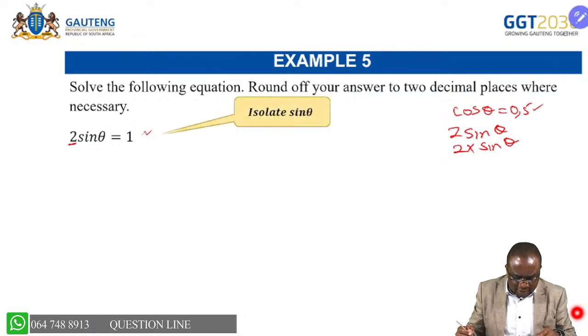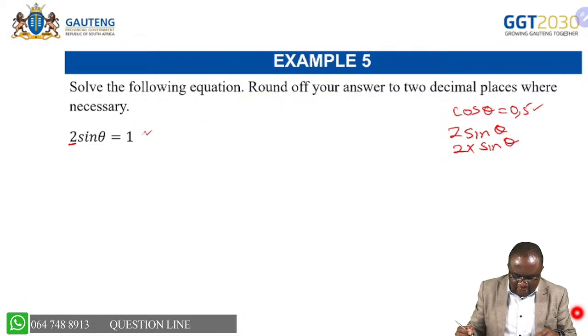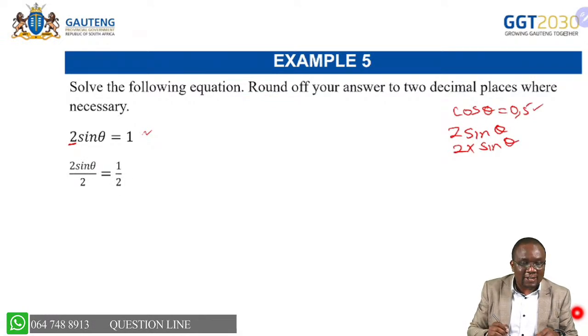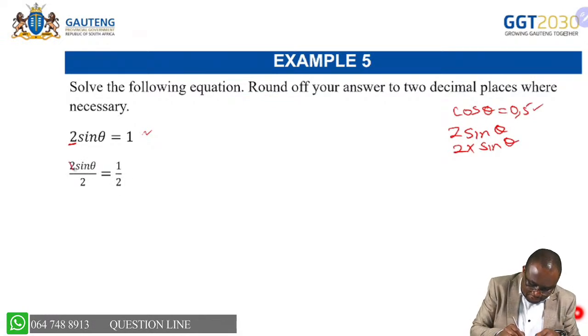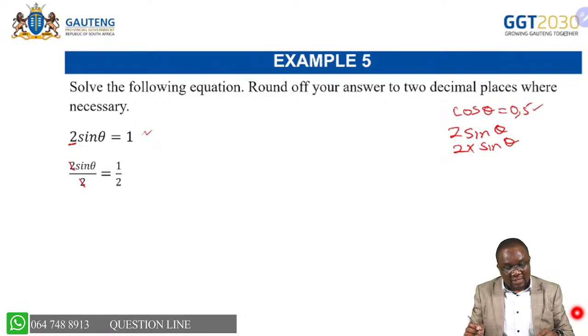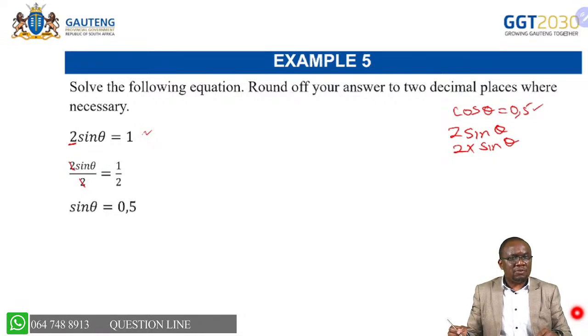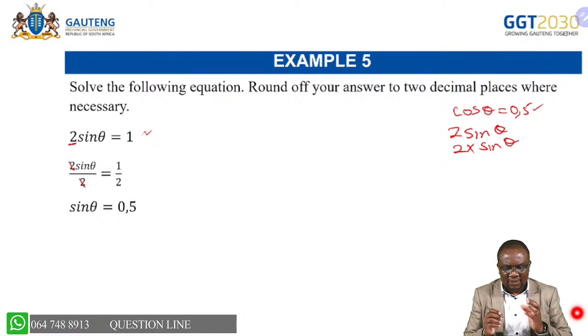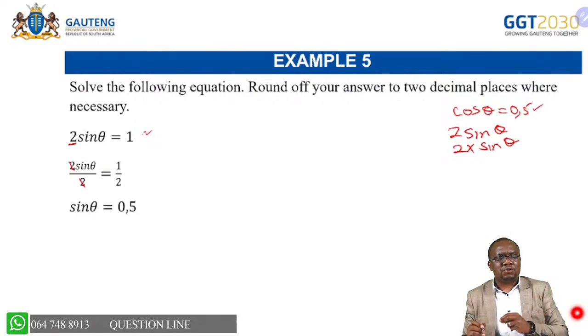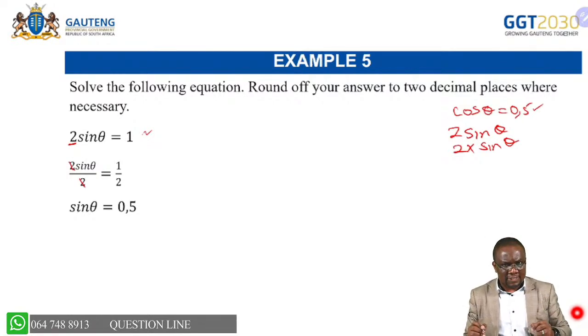Let me use that. So we're dividing by 2 on both sides. You see that? Then 2 divided by 2 is 1, and sine theta is equal to half. 0.5 is the same thing as half. Use your fraction, because the fraction does not round off, so it does not compromise accuracy. You can use half as it is.